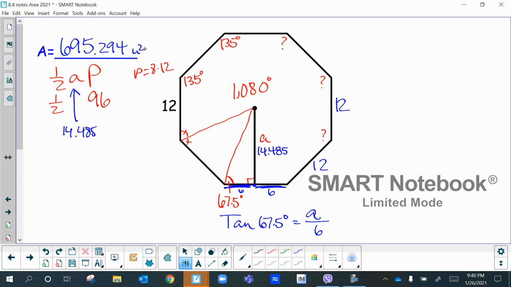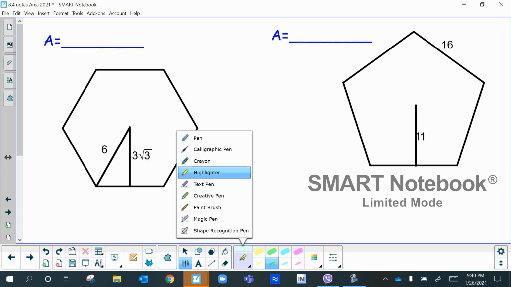All right, so you always want to focus, and I'll highlight this, you always want to focus on finding the right triangle to work with. So you can use trigonometry or a special right triangle. All right, let's try a couple more.